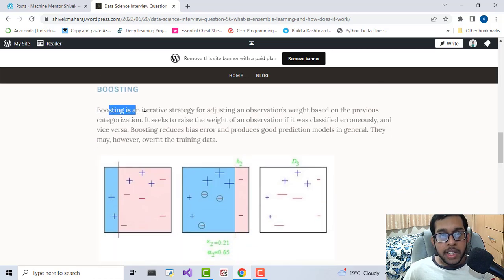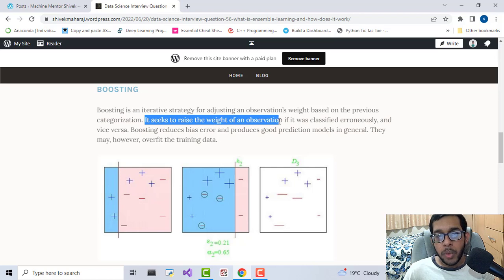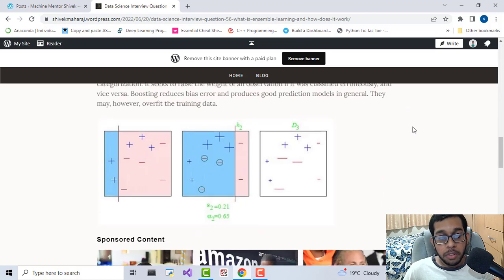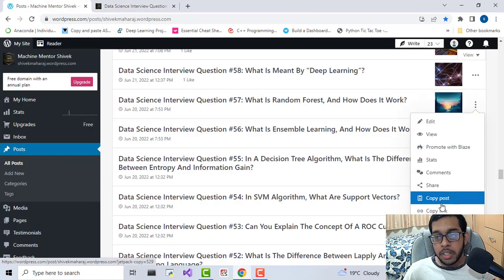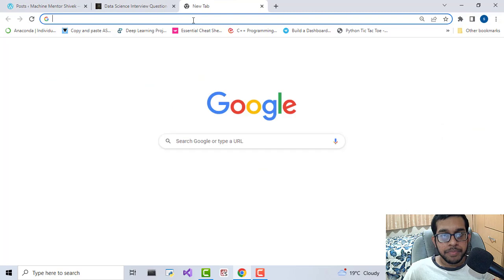Boosting: boosting is an iterative strategy for adjusting an observation's weight based on the previous categorization. It seeks to raise the weight of an observation if it was classified erroneously, and vice versa. Boosting reduces bias error and produces good prediction models in general. They may, however, overfit the training data. So that is what we have there. Let us move on to question number 57.